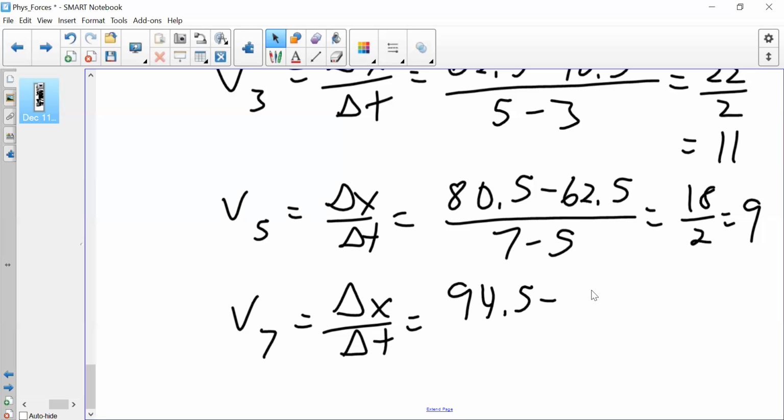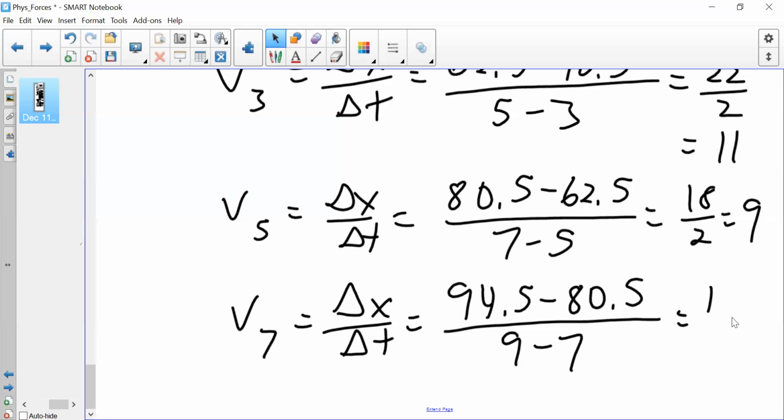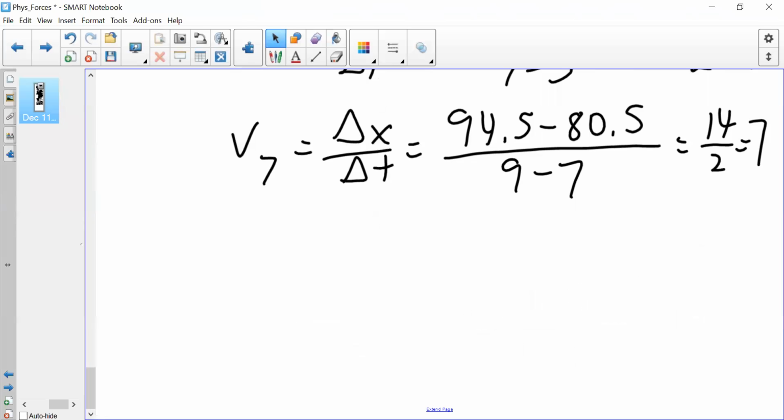94.5 minus 80.5 divided by 9 minus 7. That gives me 14 divided by 2, which is 7. And if we want to go to 9, which we should probably do, just to account for V9, the next velocity, or you can stop here, whatever floats your boat, it doesn't matter.